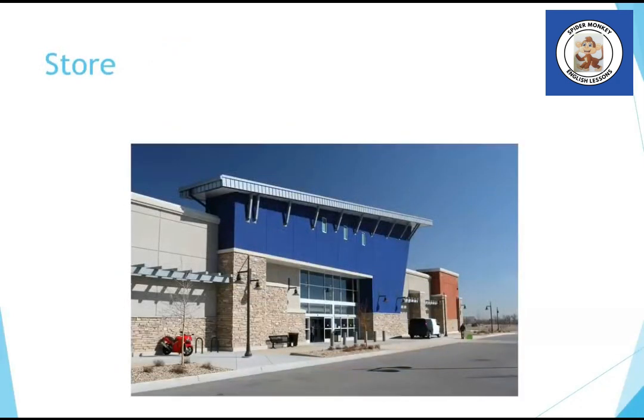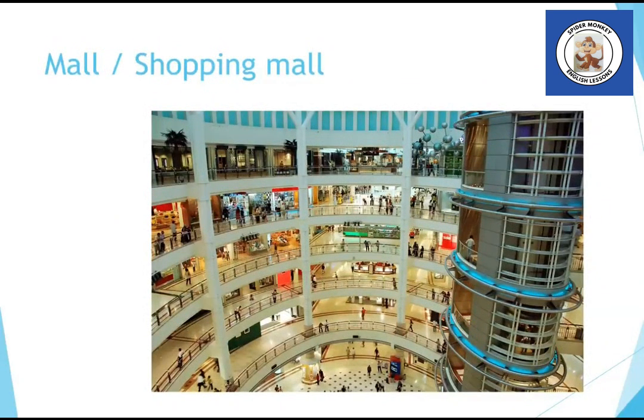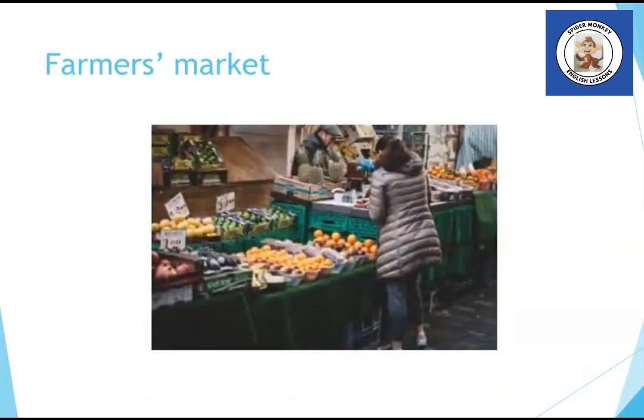Store. A store is where you buy specialized items. For example, a computer store or a shoe store. Street market. A street market is where individual vendors sell their goods to the public. Mall or shopping mall. A shopping mall is where there are lots of shops or stores together in one place. Convenience store. A convenience store is where you can buy things 24 hours a day. Farmer's market. A farmer's market is where you can buy fruits and vegetables.